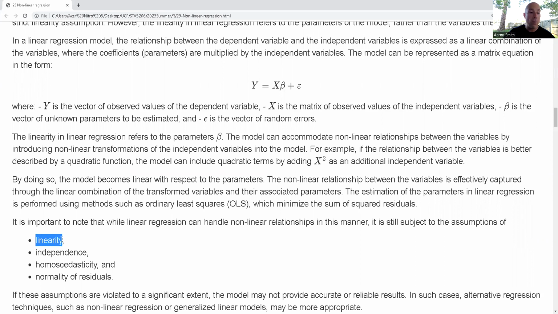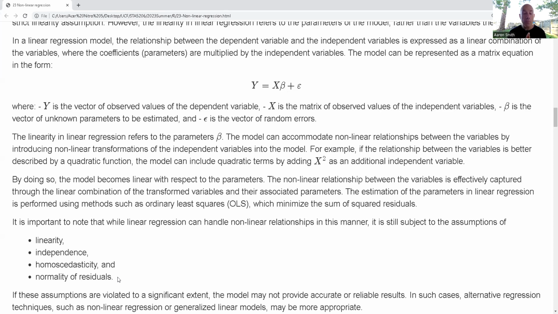First one is the linearity relationship. So this is saying that my model structure is correct. In linear regression, I need to have independence between observations. We have to have constant variance of our residuals with respect to our predictor variables. And we need to have normality of the residuals, where we have mean zero and then that constant variance aspect. If these assumptions are violated to a significant extent, the model may not provide accurate or reliable results. In such cases, alternative regression techniques such as nonlinear regression or generalized linear models may be more appropriate.